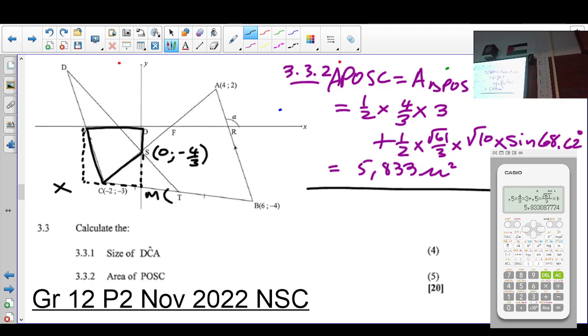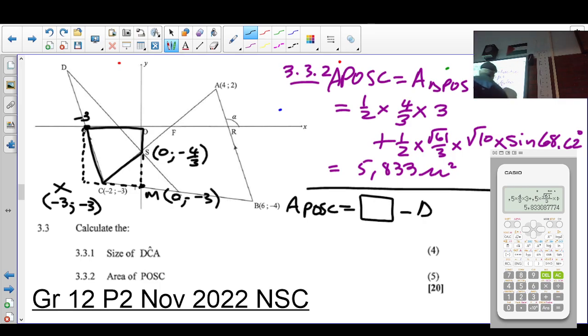So what would the coordinates of M be, which is on your y-axis here? Should be 0 and negative 3. The coordinates of P, I think it was negative 3, no? So X is going to be negative 3 and negative 3. Right. So what I do is I say the area of POSC is equal to that rectangle, which is the big rectangle, minus the triangle PXC minus the area of triangle CMS.